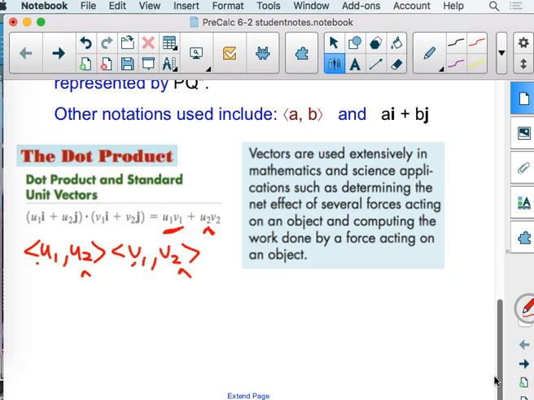Vectors are used extensively in mathematics and science applications, such as determining the net effect of several forces. We've already had the force of a ship and then the force of a stream coming back added, the airplanes with wind, all of that good stuff.